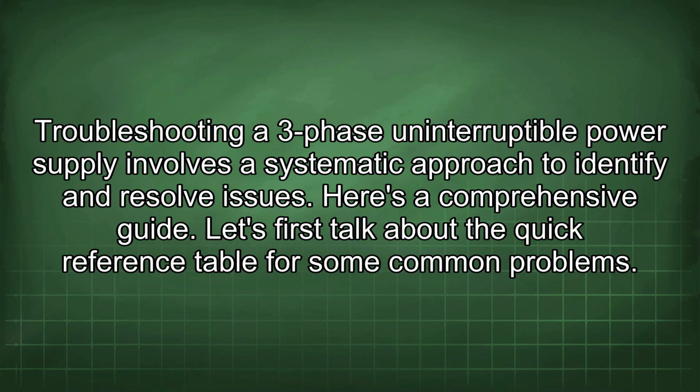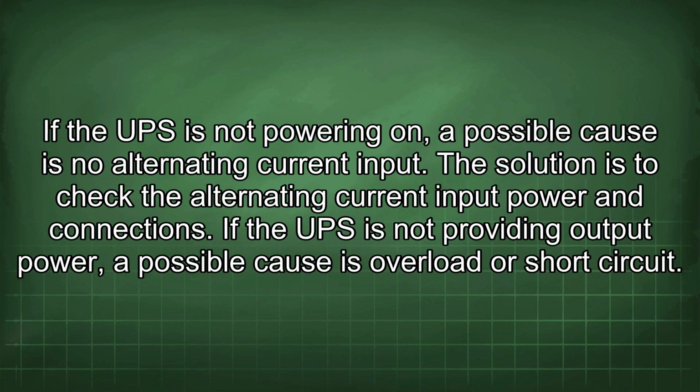Troubleshooting a three-phase uninterruptible power supply involves a systematic approach to identify and resolve issues. Here is a comprehensive guide. Let's first talk about the quick reference table for some common problems. If the UPS is not powering on, a possible cause is no alternating current input.